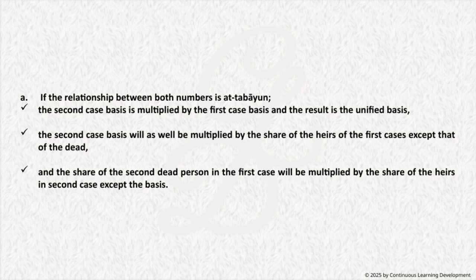Overall, this method ensures that when the relationship is clear, we can accurately combine and distribute shares by multiplying the relevant bases and shares, maintaining fairness and precision in inheritance calculations.